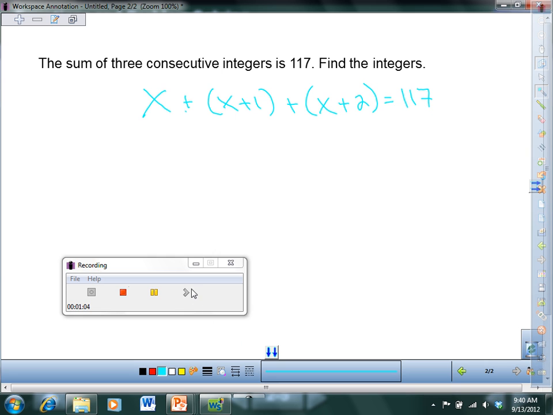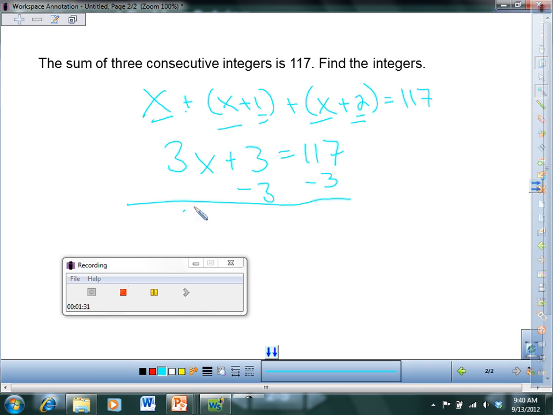We should be able to do this. All right? This you will have on a test. How many x's do I have altogether? 3 x's. How many numbers do I have altogether? 3. So you have 3x plus 3 equals 117. You subtract 3 from both sides, and you get 3x equals 114.